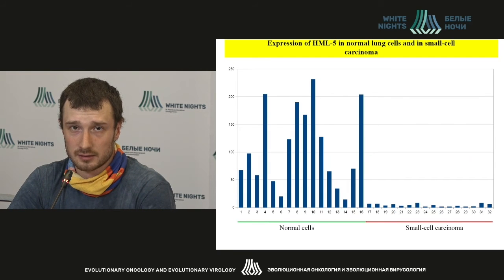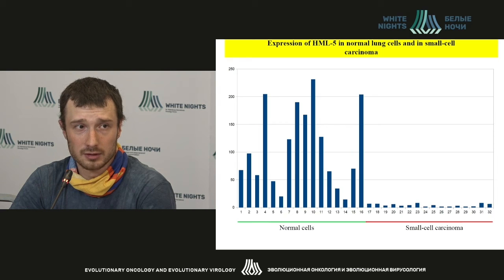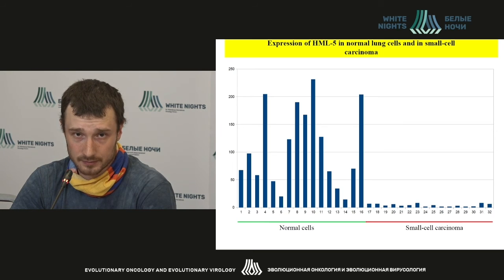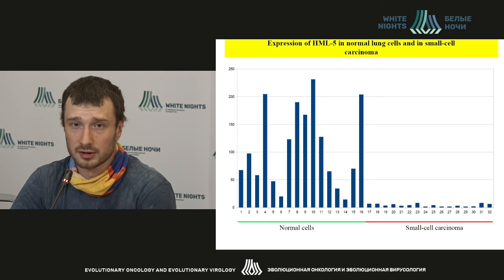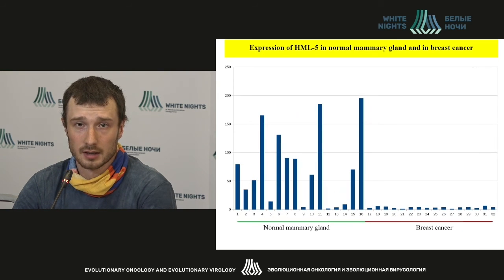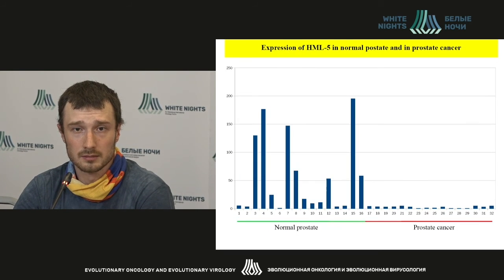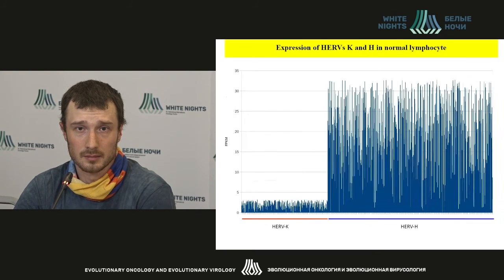And these are the data for evolutionarily older viruses of the HML5 family. The slide shows data for virus expression in the normal lung and in that affected by small cell carcinoma. These genes display a higher expression compared to the tumor. And you observe the same picture, or a similar picture, for normal mammary gland and prostate.